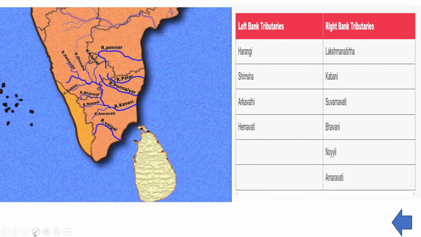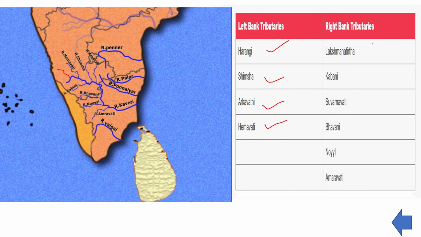The first one is the Harangi, west to east, right? So the first river that comes is Harangi. Next is Hemavati, followed by Shimsha river, and the last one Arkavati, which begins its journey close to Bangalore itself. Now, can you arrange in a similar way the right bank tributaries from west to east?